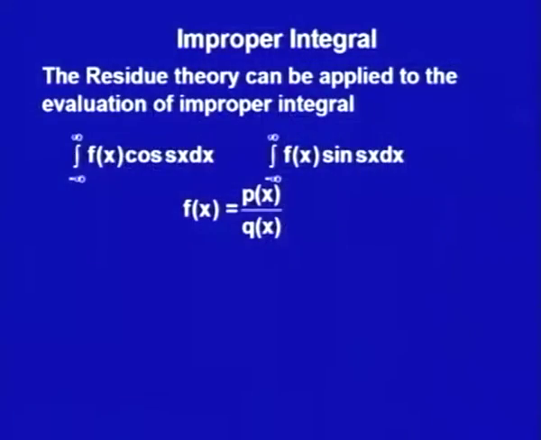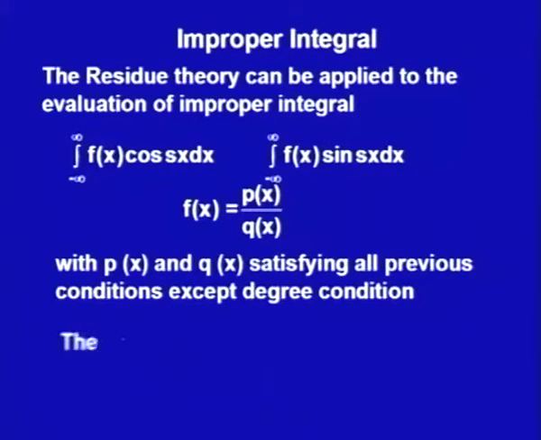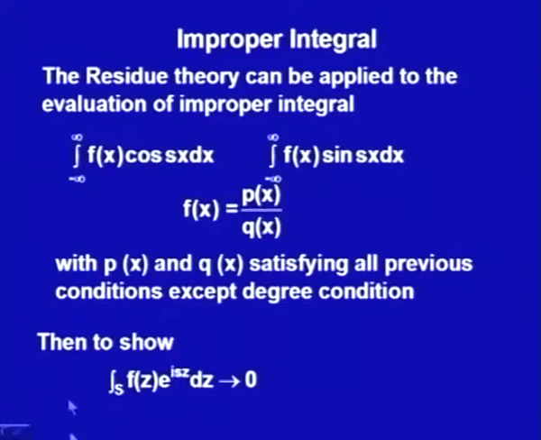Moreover, we had assumed that the degree of q, that is the denominator, must be at least 2 degrees higher than the degree of the numerator polynomial p. We were requiring that degree condition to show that the integral of f(z) e to the power isz dz goes to 0 on a semicircle S as r approaches infinity.